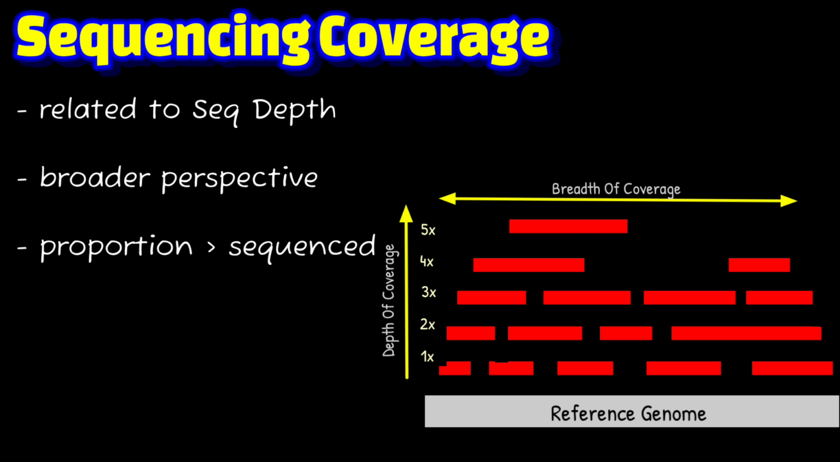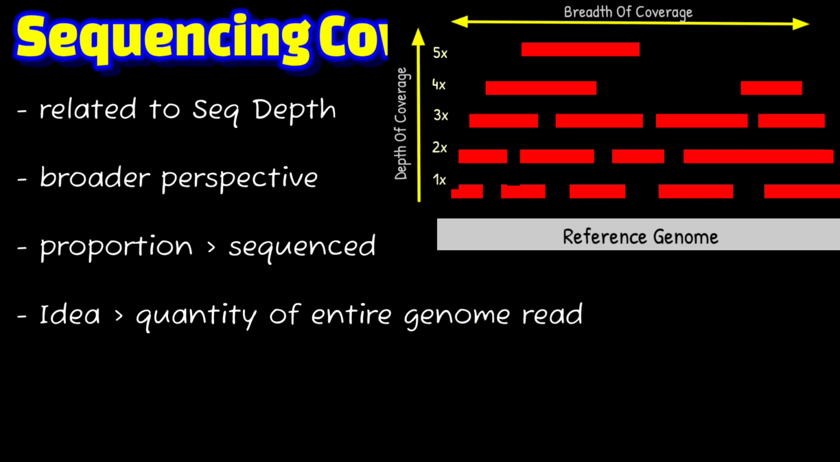So coverage is the proportion, or you can say the percentage of a genome that has been sequenced at a certain depth. It gives an idea of how much of the entire genome has been effectively read and is usually expressed as a multiple of the genome's size.